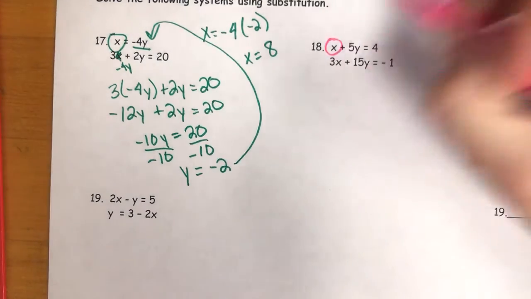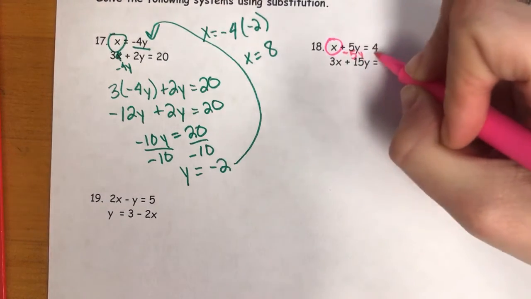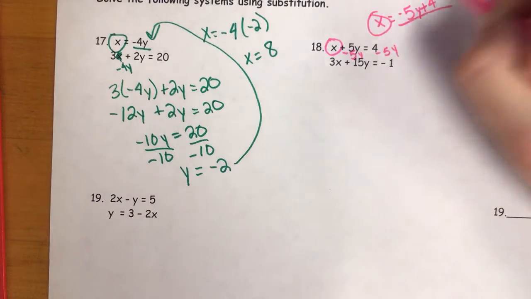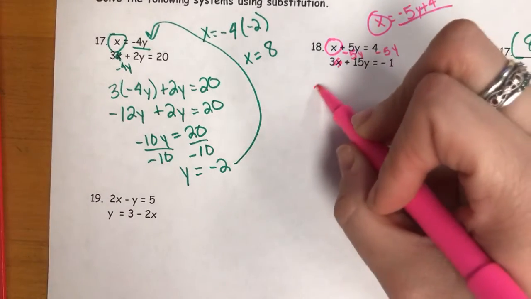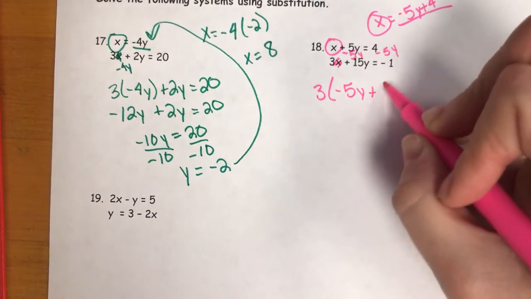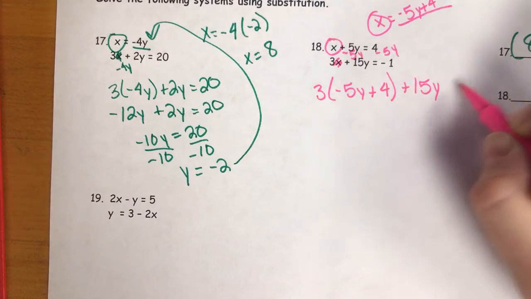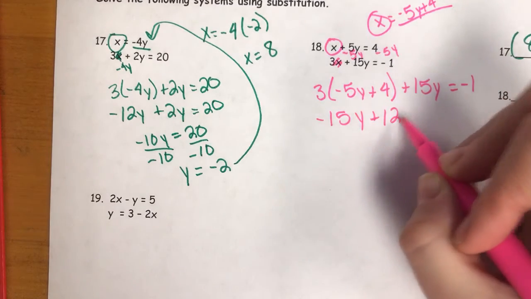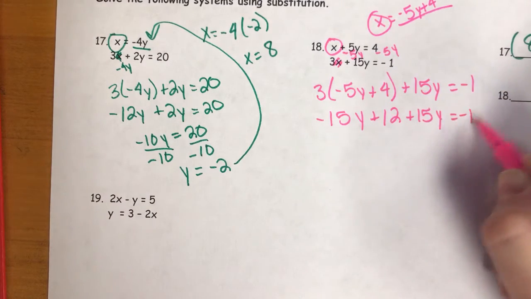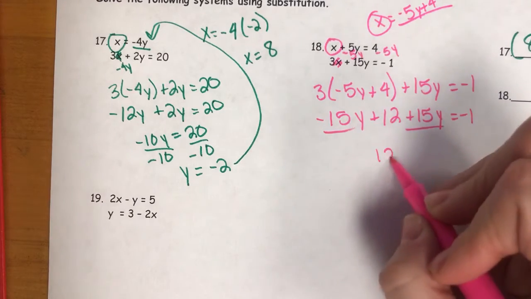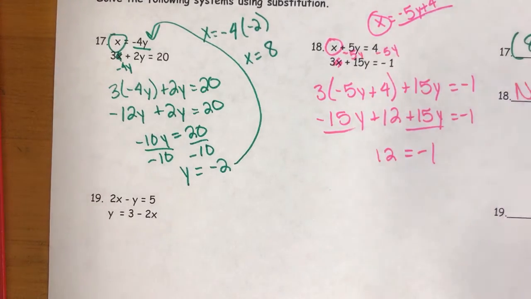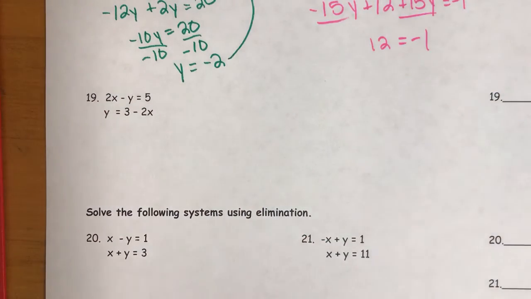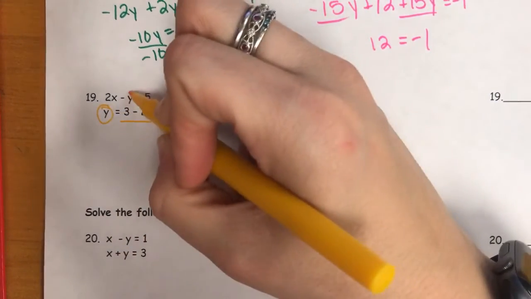Our only x is right here, so we're going to have to solve this by subtracting that 5y. So we'll say x equals negative 5y plus 4. So we're going to get rid of the x, and in its place, we're going to put the negative 5y plus 4. Combine like terms. That's a false statement, so that's a no solution. Number 19. Get rid of that y.